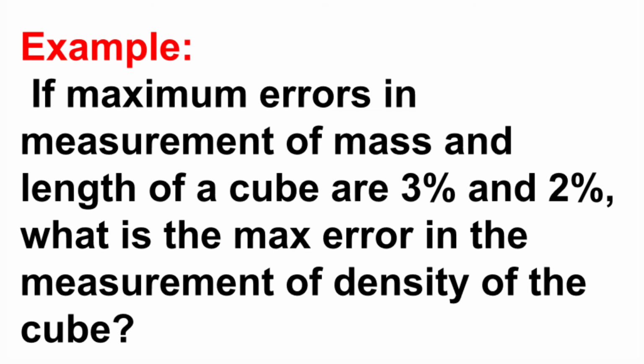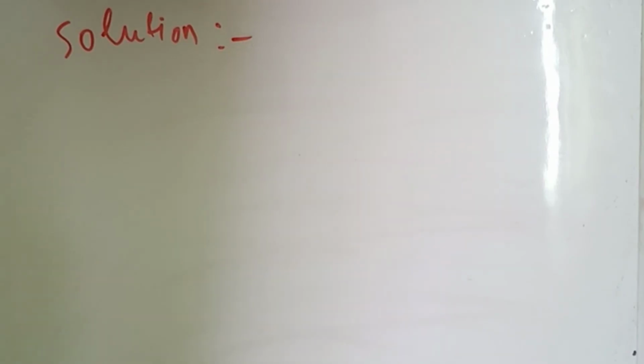If maximum errors in the measurement of mass and length of cube are 3 and 2%, then what is the maximum error in the measurement of density of the cube? Now what is density? Density is mass upon volume, and volume is cube of length. So here we have combined both the rules. We are going to use division also, and we are also going to use the third rule, which is raising to the power.